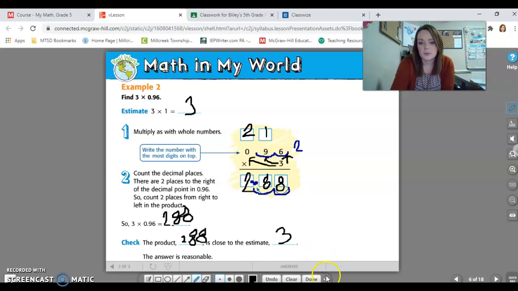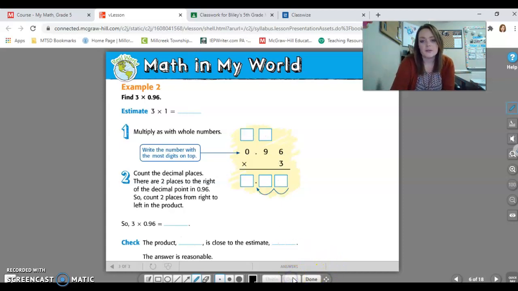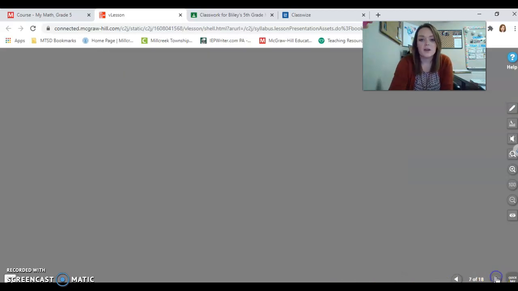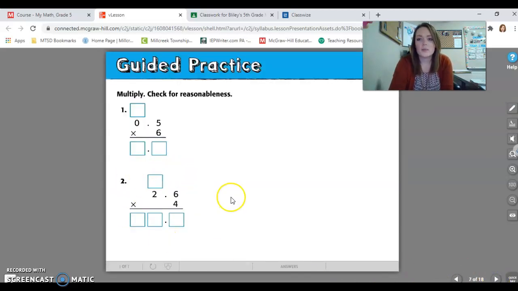Okay, let's try a few more problems together, and you can start your independent work. All right, let's look at number 1 in guided practice. So we have our whole number on the bottom. We have 5 tenths times 6. We are going to multiply like always. 6 times 5 is 30. Put my 0 below, carry my 3.